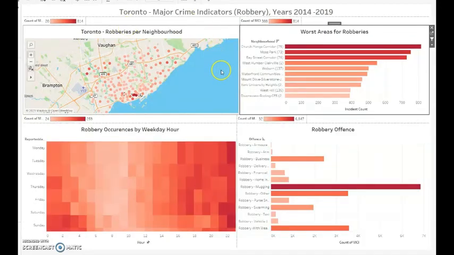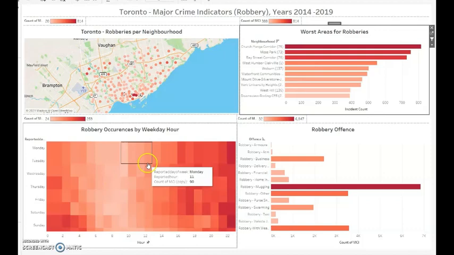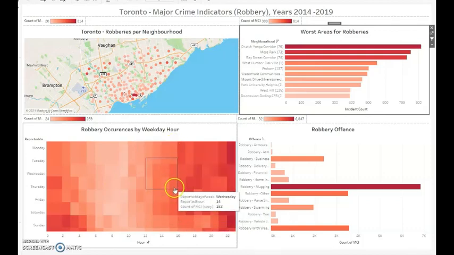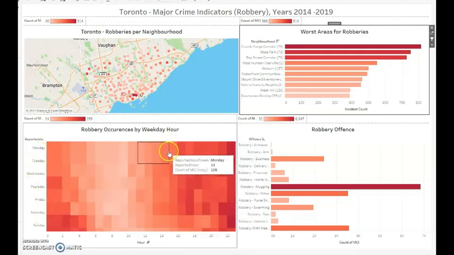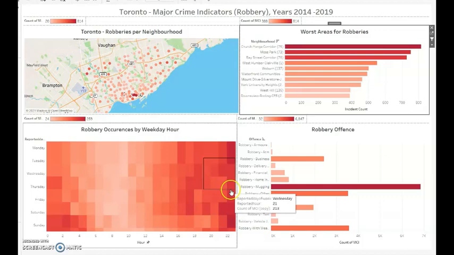And then for robberies in Toronto, again, it's happening more in the downtown area, the top 10, followed by areas in the outskirts. The occurrences throughout the day we've mapped, and it's happening more in the evening. Monday to Friday, you can see this area is higher incidence, from about 5 o'clock, 6 o'clock at night till later in the evening.